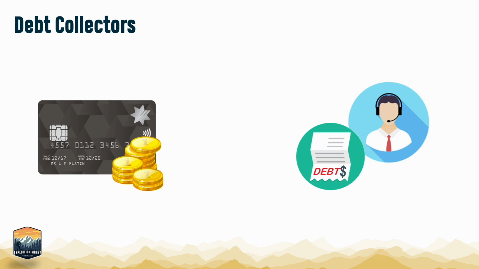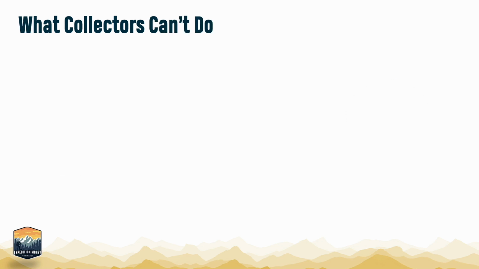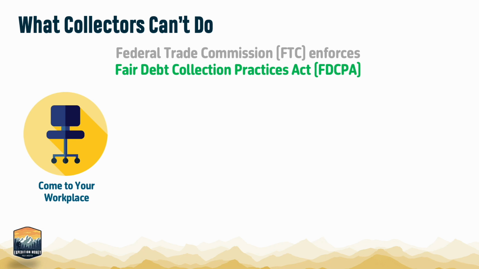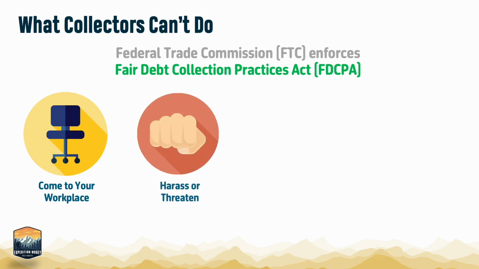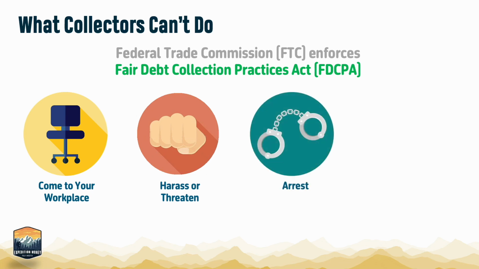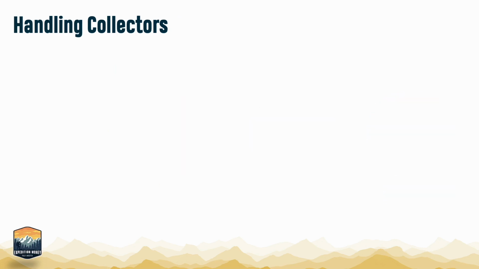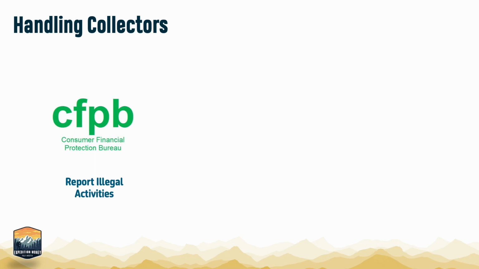And since collectors may be contacting you now, I want to explain what collectors cannot do. The FTC enforces the Fair Debt Collection Practices Act, which spells out ground rules for collectors. First, they can't come to your workplace, even though they might say they will. Second, they can't threaten or harass you, meaning threaten you physically. They also can't arrest you, despite what they might say. And they also can't call you at night between 9 p.m. and 8 a.m. If you're being contacted and have experienced firsthand behavior that's not allowed, complain to a government agency and report it. You can even sue them if they are engaging in illegal activities.